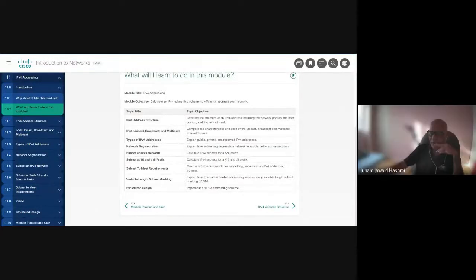So this is what we're going to cover here: IP version 4, multicast, unicast, segmentation, subnetting to meet requirements, variable length subnet mask, structure, design.